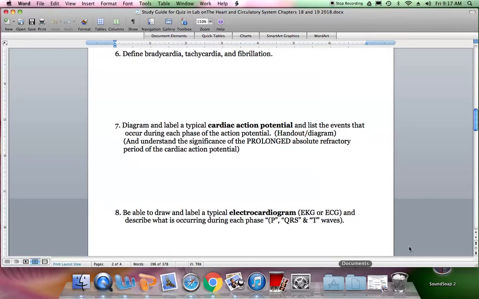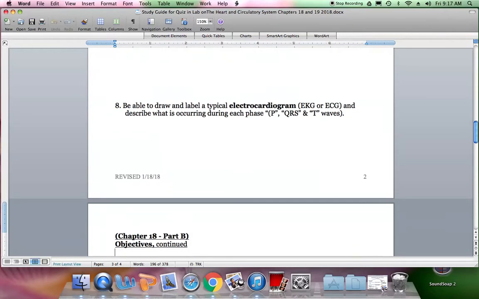Remember the P wave, that is atrial depolarization. The QRS complex represents ventricular depolarization, and the T wave is ventricular repolarization. Anything that gets depolarized will repolarize. So the atria will be repolarizing during the period of the QRS complex, so it's somewhat hidden. This is all explained, and there are figures in your PowerPoint.